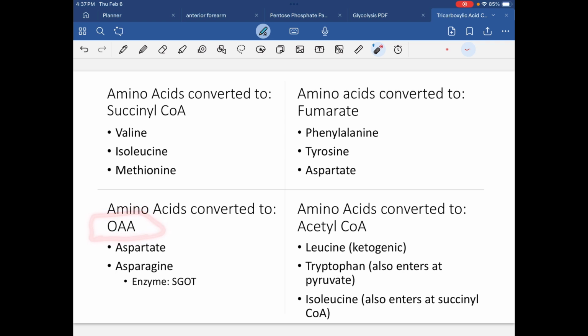Oxaloacetate, remember I said that was our OAA. We have aspartate and asparagine. He did have a note here that this is the enzyme that converts asparagine. I don't really know what this enzyme is. I'm sure we'll talk about it more when we start talking about how to do these conversions. Amino acids can be converted to fumarate. We have another 3: phenylalanine, tyrosine, and aspartate.